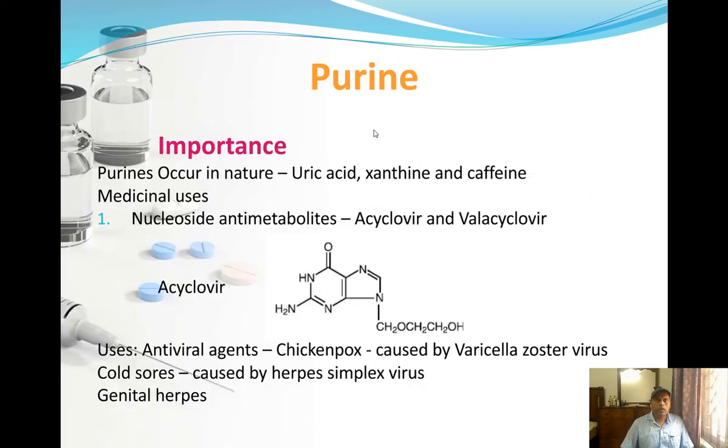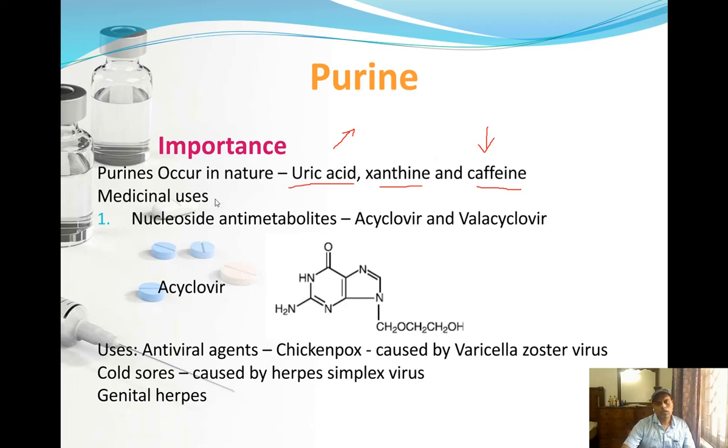Right, next in the importance, purines occur in nature. So the other products which you can find in nature are uric acid. Uric acid is there in our body. It is also available in nature. Xanthine is also there in the body. Then caffeine, which is there in our coffee and tea, is also a purine derivative.